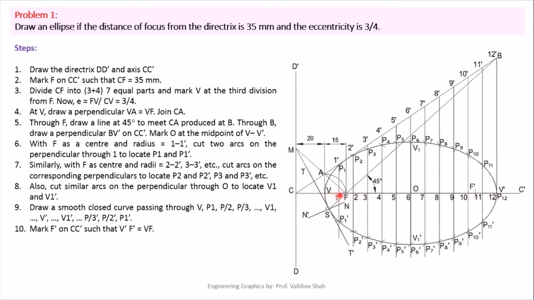After that, we'll be selecting on our rounder 1 dash distance. Put your rounder at F and try to cut this 1 line somewhere here, upside and bottom side, to get P1 and P1 dash. Now select on your rounder 2 dash distance and put your rounder at focal point F and try to cut this 2 line above and below to get this P2 and P2 dash. Now select this 3 dash distance on your rounder, put your rounder at point F, try to cut this 3 line here and here to get P3 and P3 dash.